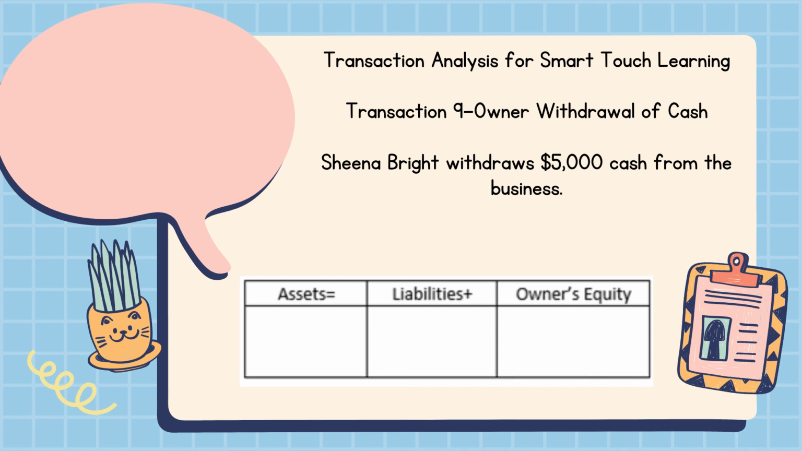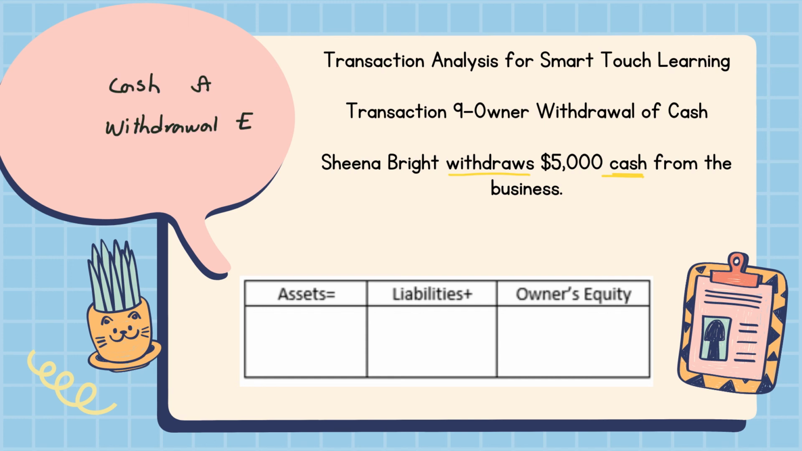The last transaction will be transaction 9, owner withdrawal of cash. Sheena Bright withdraws $5,000 cash from the business. Now, withdraws means withdrawal. As we said before, it's under equity and it will always decrease your equity. And cash is the second account for this transaction.